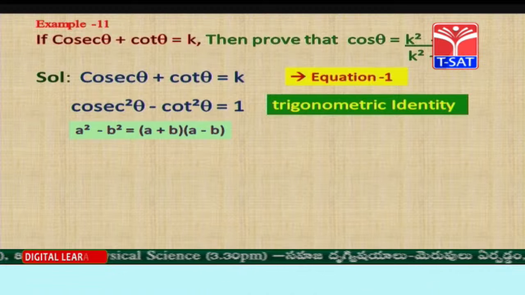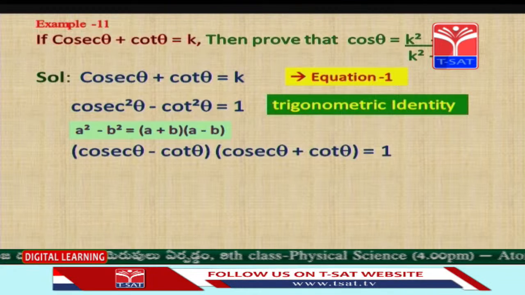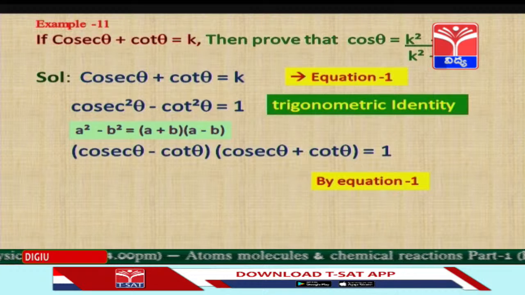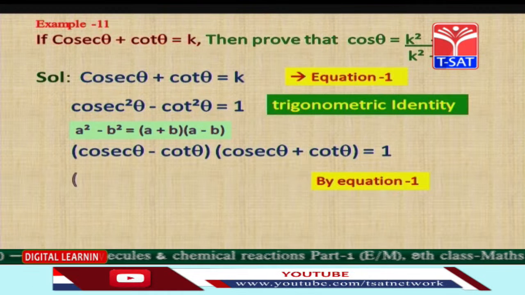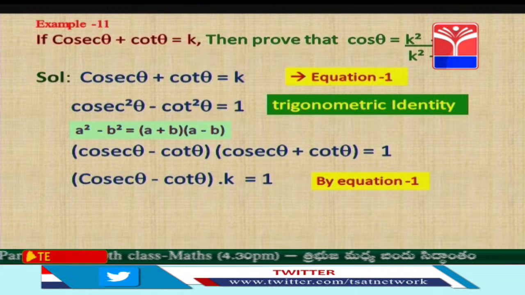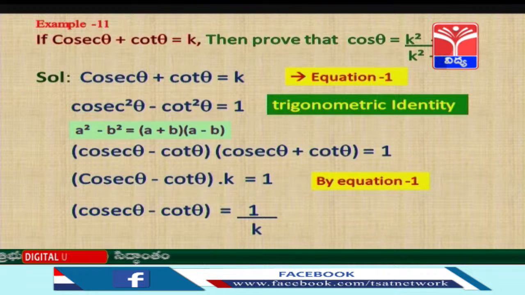a square minus b square is equal to (a plus b) into (a minus b), same as (cosec theta minus cot theta) into (cosec theta plus cot theta) is equal to 1. By equation 1, we have that cosec theta plus cot theta is equal to k. So, I will write here (cosec theta minus cot theta) into k is equal to 1. Therefore, cosec theta minus cot theta is equal to 1 by k. Let me call this equation 2.